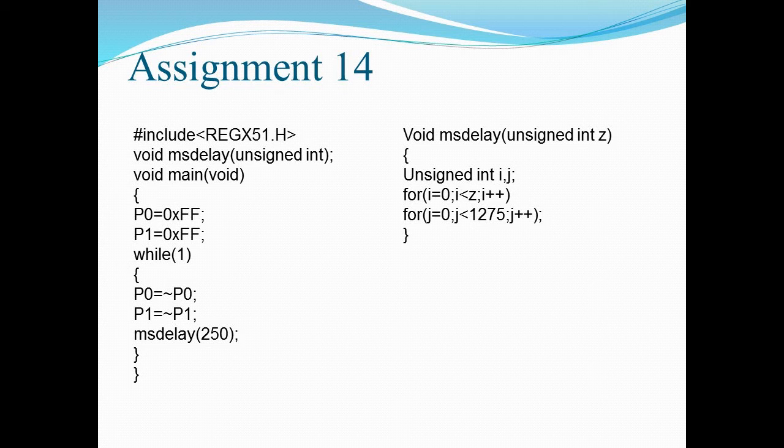Now, we have already written a program to toggle port 0 without using a bitwise operator, using simple instructions. You just look at those programs and compare this assignment number 14 with the previous assignments, and you will come to know how handy these bitwise operators are for writing programs. The rest of the things are the same. Here you can see that we have a void MS delay subroutine which generates a 250 millisecond delay.